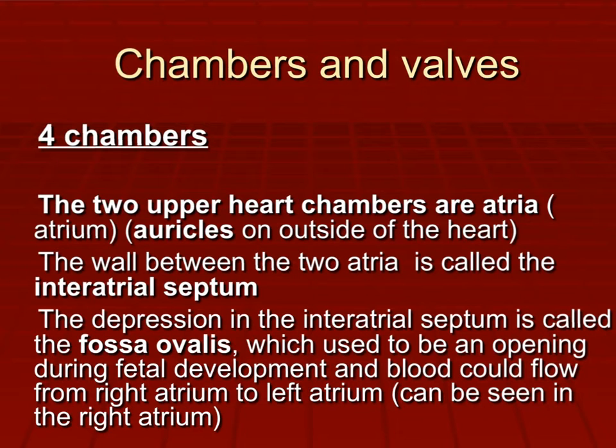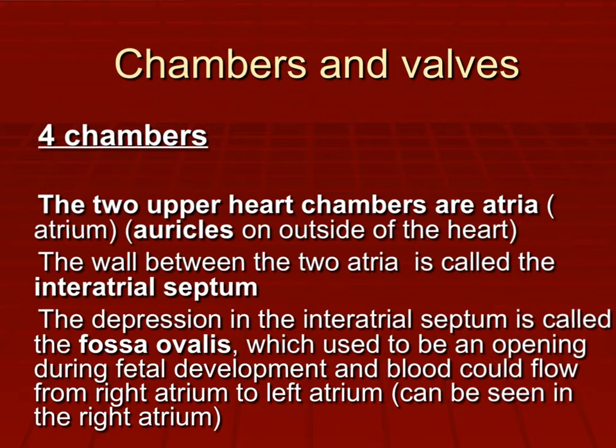As mentioned earlier, we have a four-chambered heart. It has 4 valves in it. The upper chambers are called the atriums. On the outside, they're called the auricles. The wall that separates the 2 atria is called the interatrial septum.